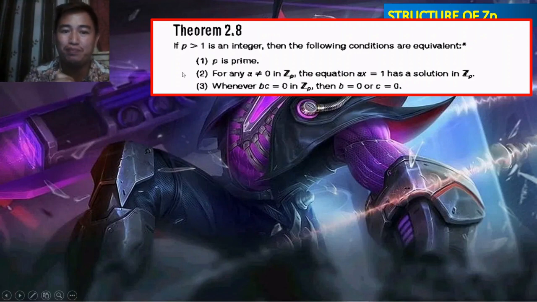In each implication, we suppose the first statement and show the next. First, we suppose 1 and show 2. Then we suppose 2 and show 3. In the last, we suppose 3 and show 1, that p is prime.